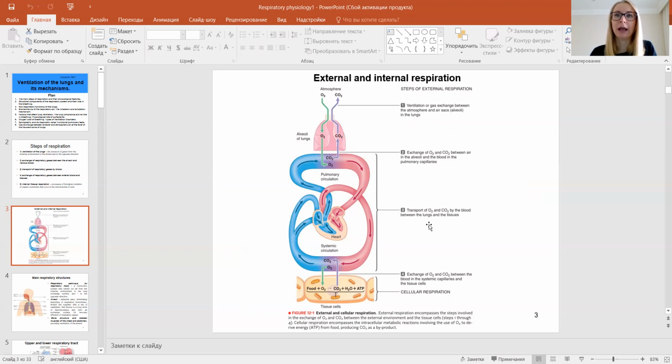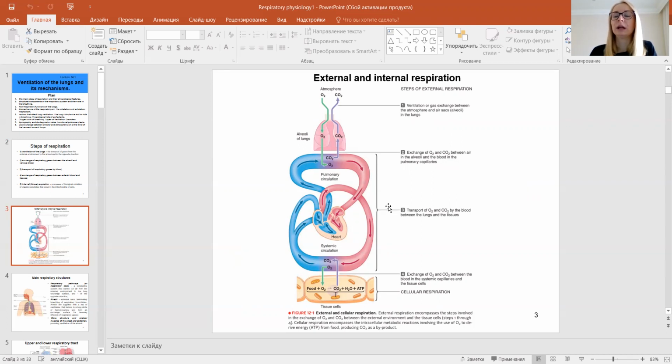The convection happens because of a pressure gradient. It requires a lot of energy and provides transport of gases over large distances. This kind of gas transport is typical for the first and third steps of respiration.